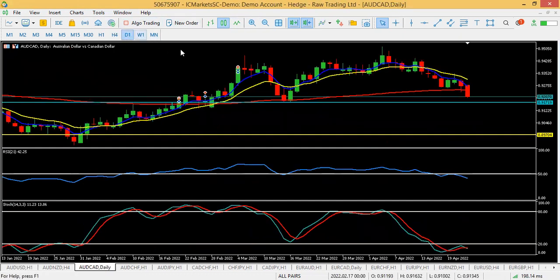The daily candle also closed in red, and this is a bearish momentum candle, and we expect this to drop a little bit more towards the blue support at 0.9171, which is found right at this untested demand.